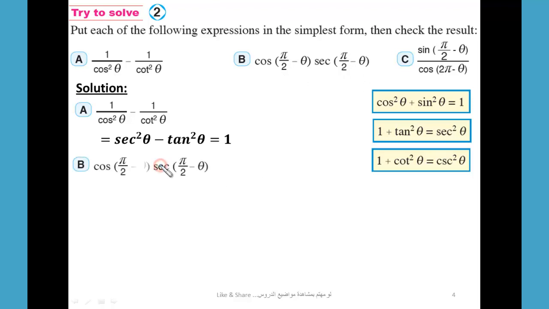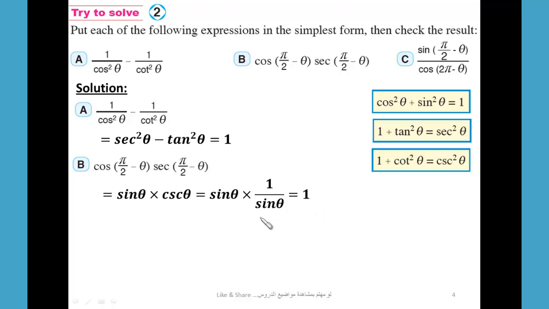B: cosine pi over 2 minus theta times sec pi over 2 minus theta. We want to write it in the simplest form. Cosine pi over 2 minus theta equals sine theta, multiply sec pi over 2 minus theta equals cosec theta. But cosec equals 1 over sine. So sine theta multiply 1 over sine theta equals 1. So the simplest form for this is 1.